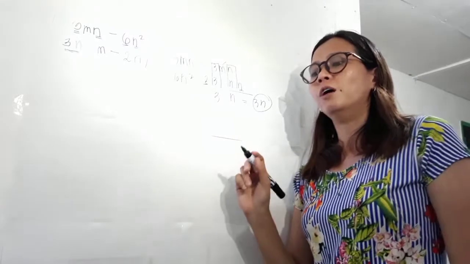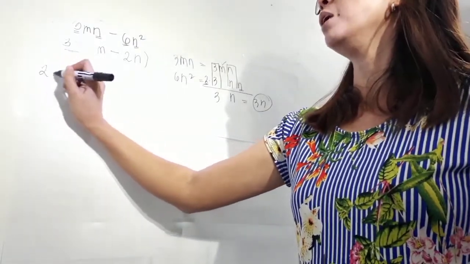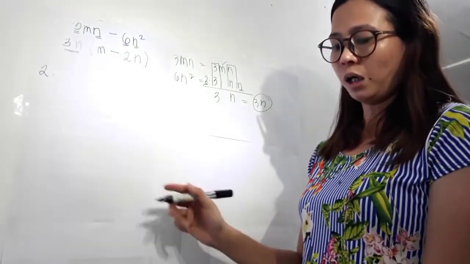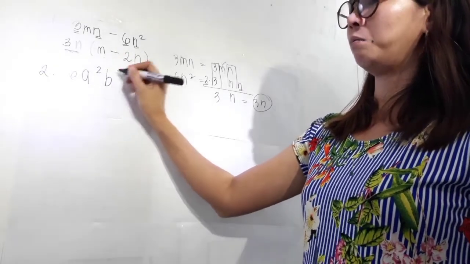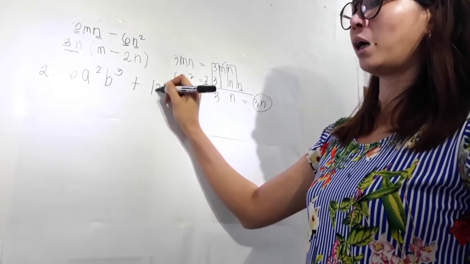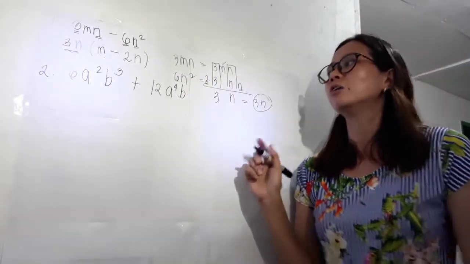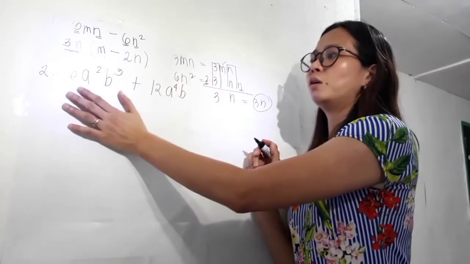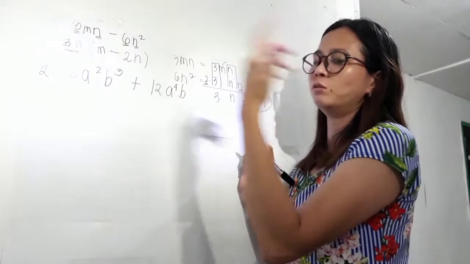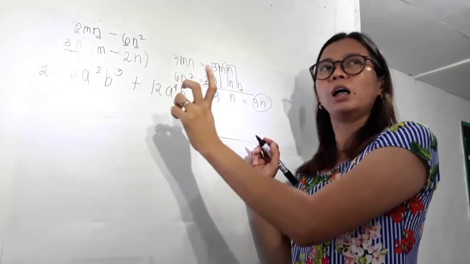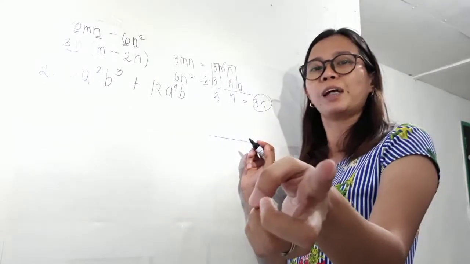Okay? Okay, so now let's have another example. Example number 2. So, let's say we have 6a squared b cubed plus 12a raised to the 4th power b. Okay, so you can use this concept. So, if you find it difficult, pwede mong isa-isayin, katulad nung prime factorization natin kanina, o yung factor 3.